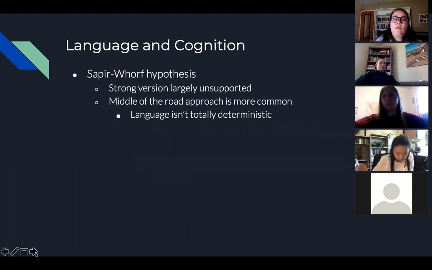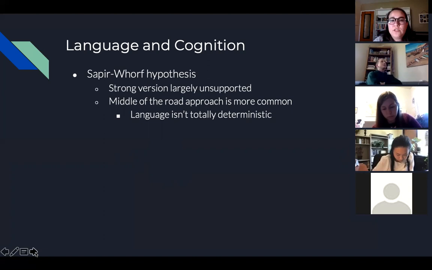So all this to say is that because we don't have very strong empirical evidence for the Sapir-Whorf hypothesis in its really strong, very deterministic form, it has become largely unsupported. Like Chase pointed out, that's not actually the way in which our minds work.